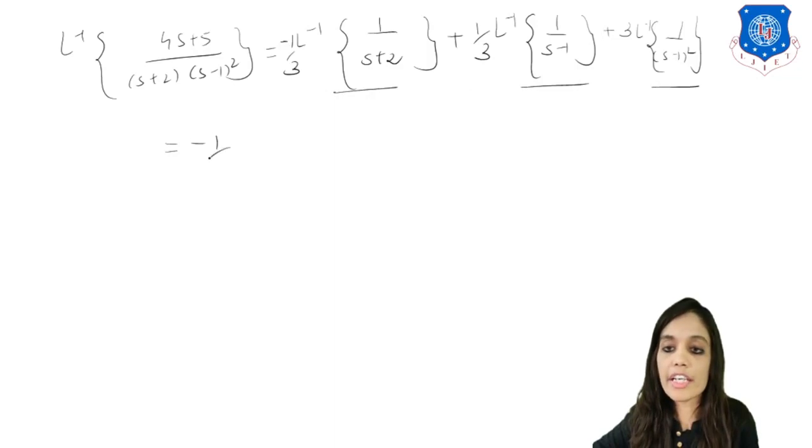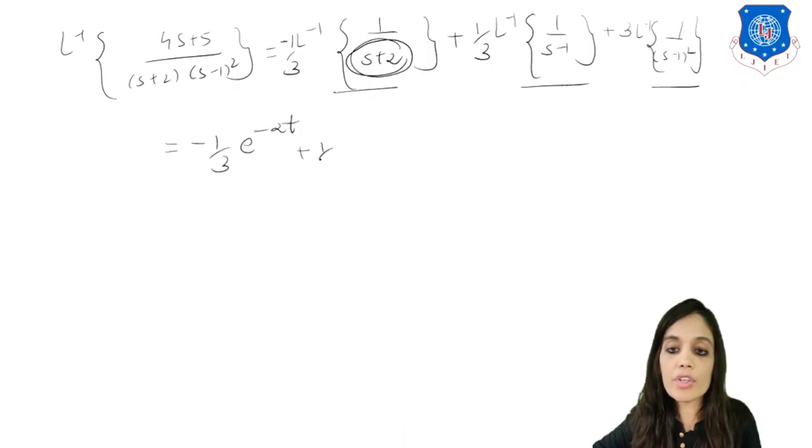Okay, so firstly write minus 1 upon 3. Okay, so whenever we have s plus 2 in the denominator, we know what will come? e raised to minus 2t. Right? Plus 1 upon 3. Now here what will come? s minus a we have. So answer will be e raised to t, because the value of a is 1, plus 3 times.